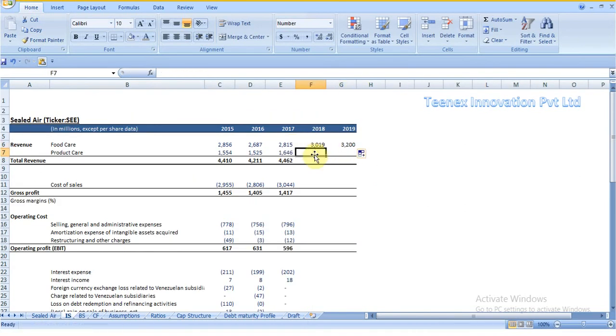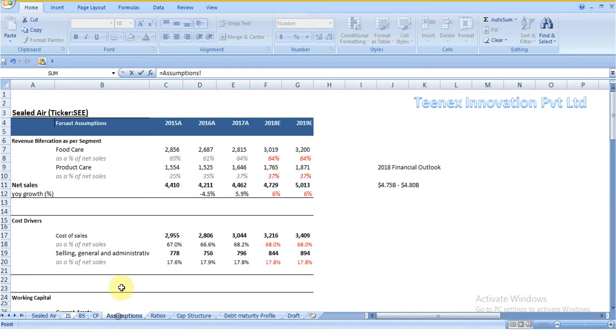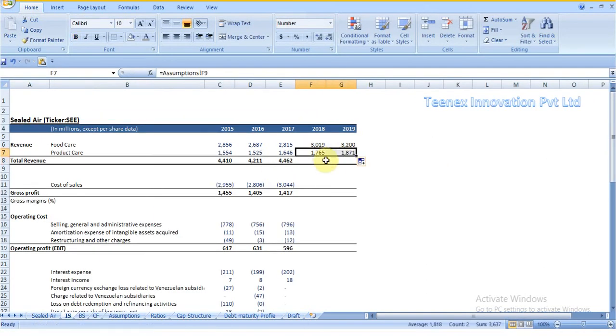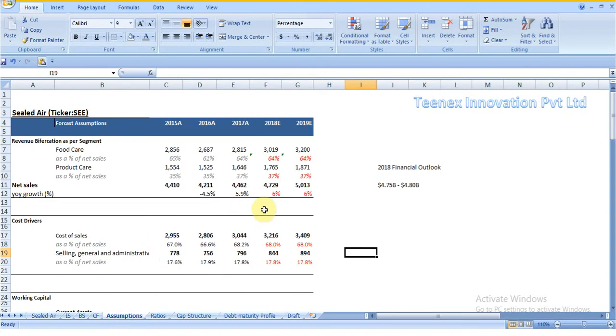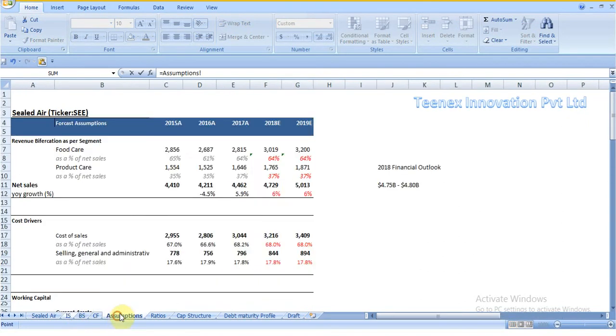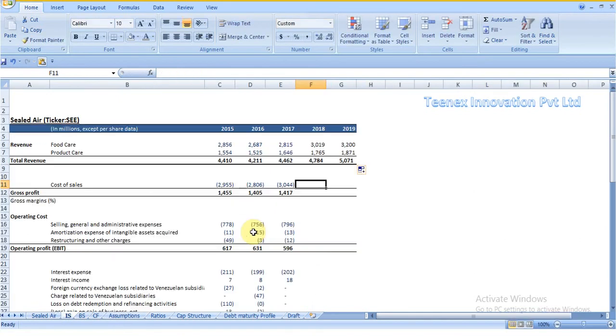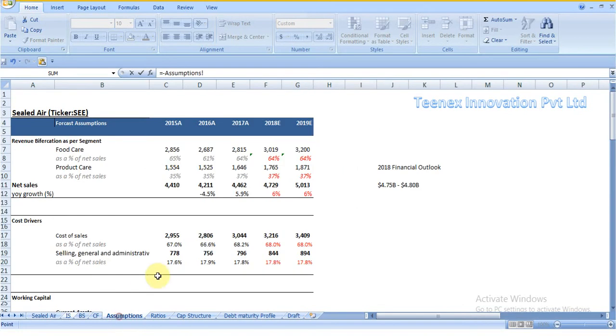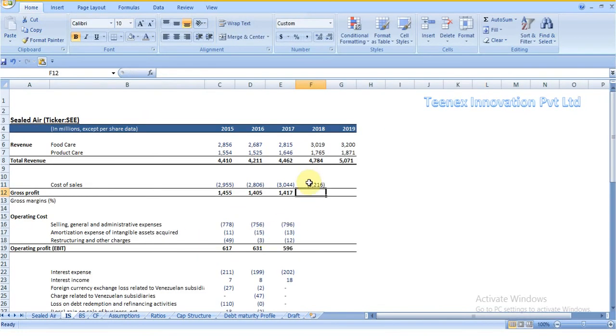Similarly, I will link the revenue for the other segment also, which is also very easy. I have linked and I have dragged it. Now I'm going to calculate the total revenue. I'll just check whether it matches or not. As far as cost of goods sold is concerned, again I'm going to link it. I am going to put a negative sign because it is a cost, and I'm going to link it with cost of goods sold. I'm going to drag this.